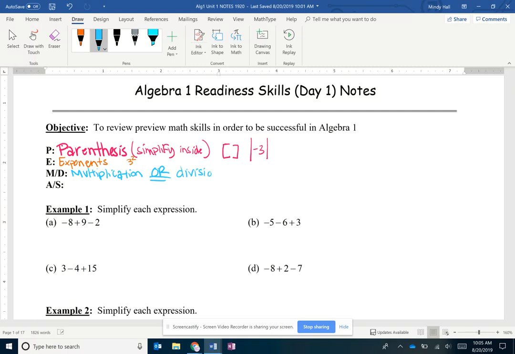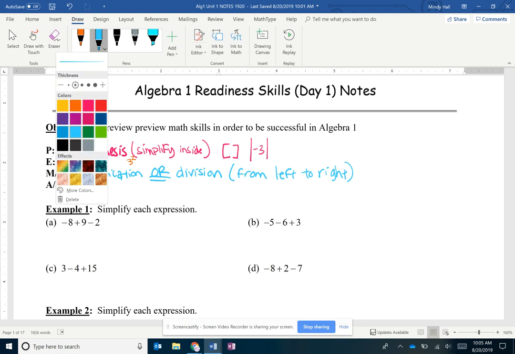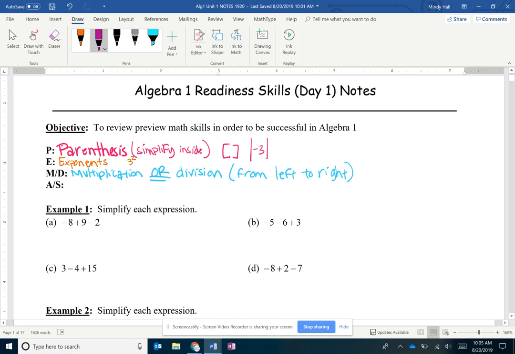Now, what I will say about multiplication or division is the fact that it is multiplication or division from left to right. So that is where a lot of people mess up. Because they want to just multiply first because they think the M comes first, but it's always multiplication or division from left to right. So as you're reading it, if you get a division before a multiplication, you have to do that before you do that multiplication.